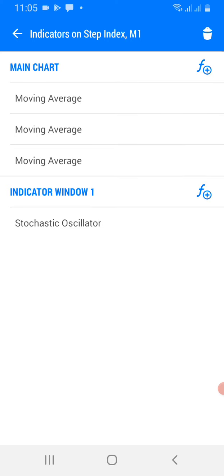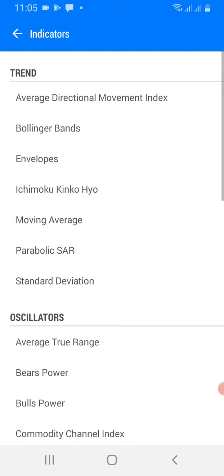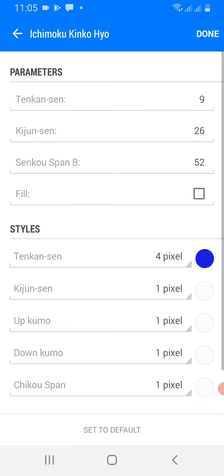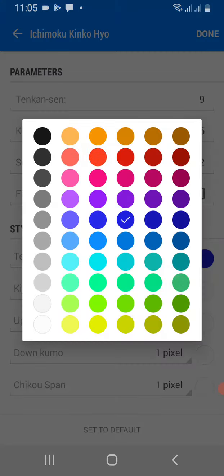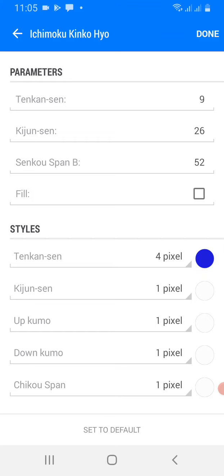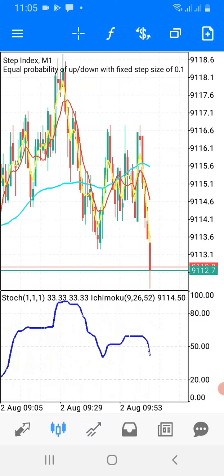You click on indicator window 1, Ichimoku. The first one, you'll be using 9, 26, and 52 as the parameters. Then the style, the Tenkan, you'll be using 4 pixel. You can use the color blue. I'm using blue. Then the rest, the Kijun, the up Kumo, the down Kumo, and the Chikou span, we are using the color of our screen. I'm using a white background, so I'm using white as the color. You take 1 pixel for each of them, then you click done.